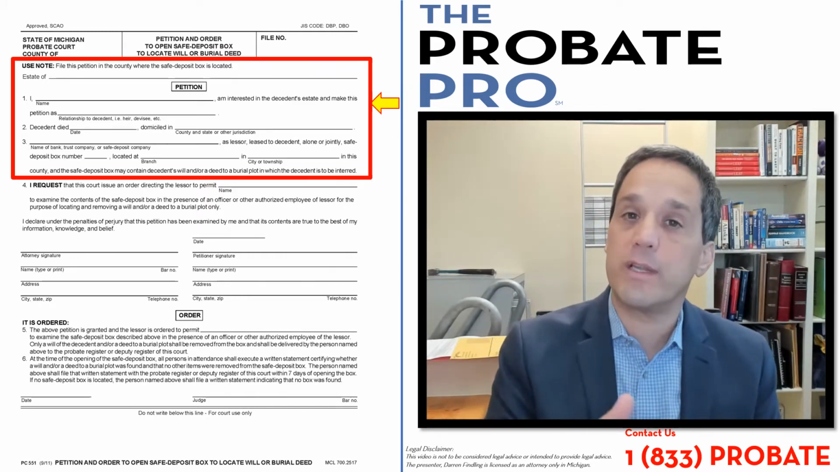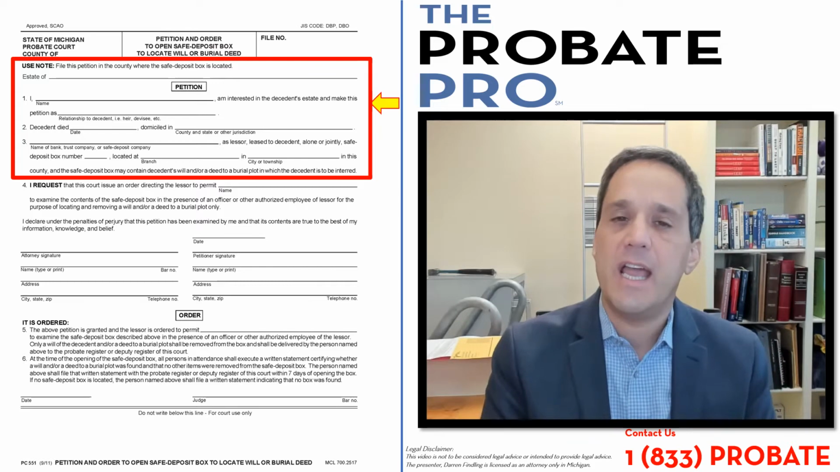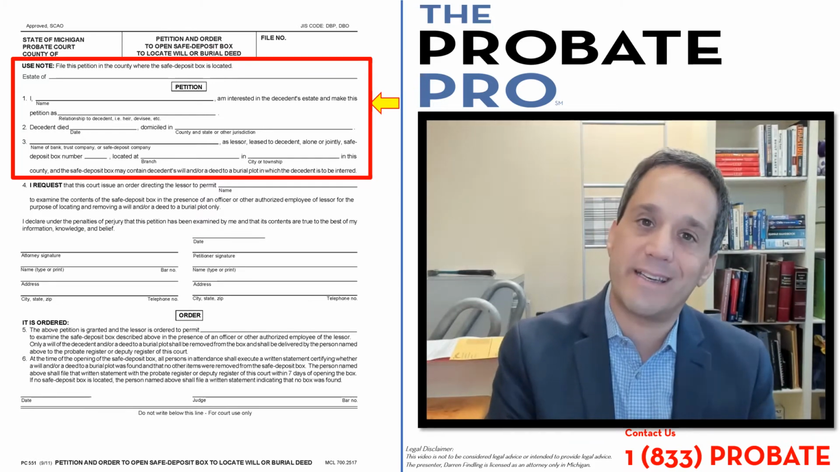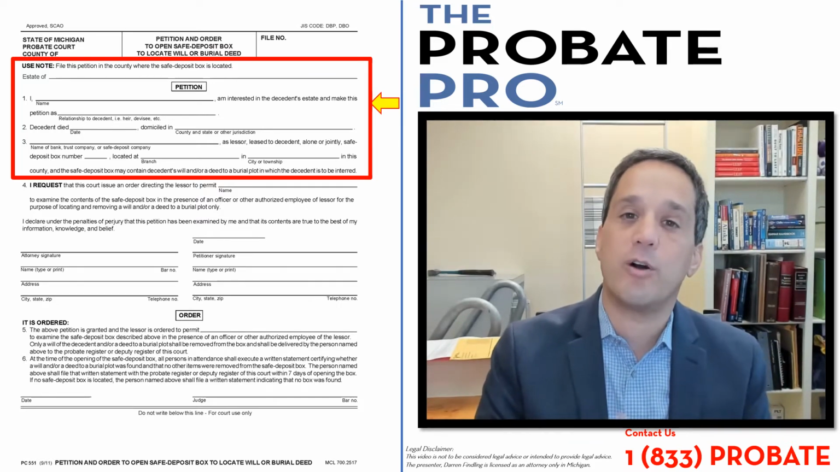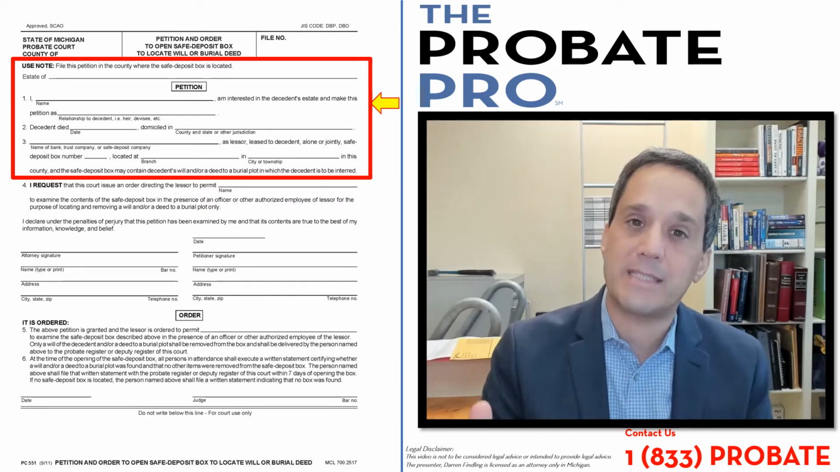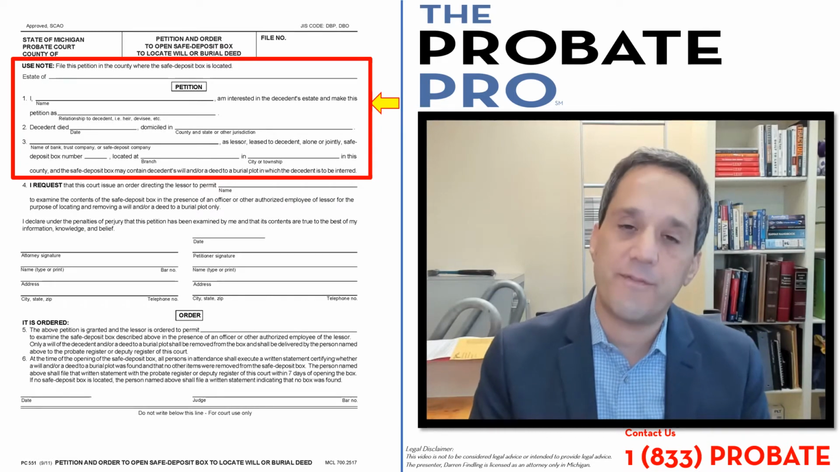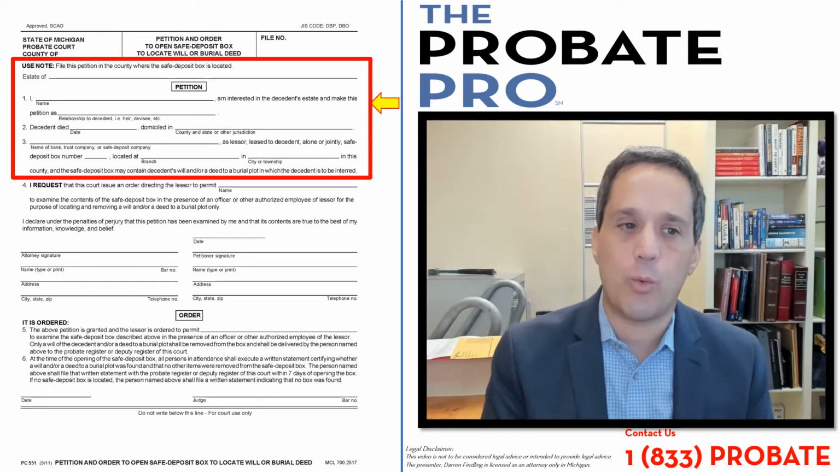So that note is really important on that form to understand that, for example, if the person was a resident of Wayne County, but the burial deed, or the safe deposit box was in Oakland County, you'd actually file this in Oakland County, not in Wayne County.